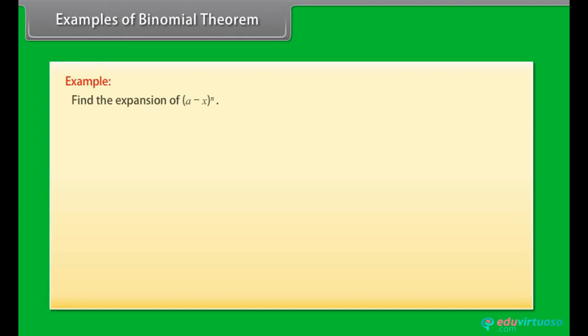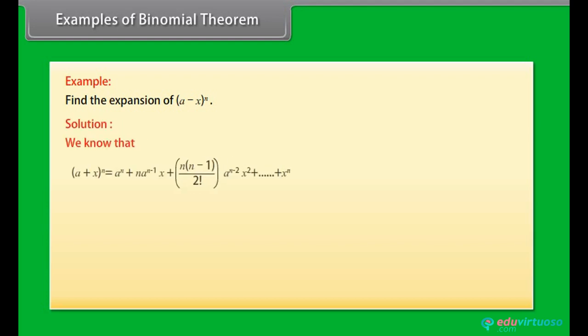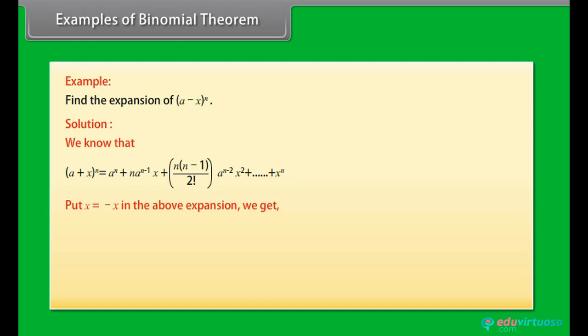Examples of binomial theorem. Example: find the expansion of (a − x)ⁿ. Solution: we know that (a + x)ⁿ = aⁿ + n aⁿ⁻¹ x + n(n−1)/2! aⁿ⁻² x² and so on up to xⁿ. Put x = −x in the above expansion.